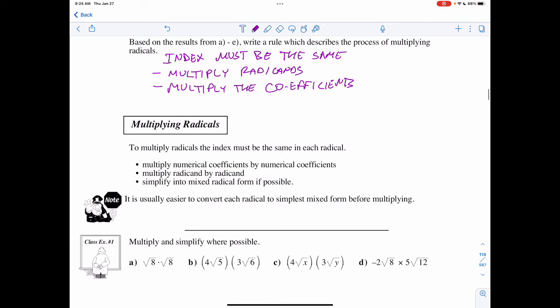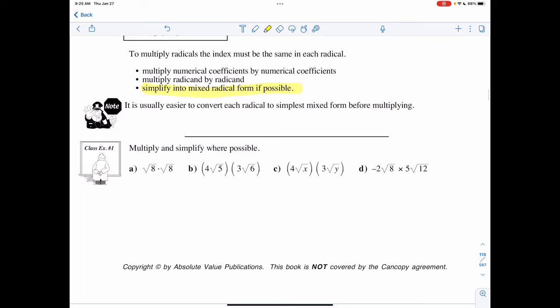And the only thing that I need to add to that is then typically I'm going to have to simplify the radical after I've multiplied everything out. We're always simplifying radicals. It's a common statement. So if I do this, multiply and simplify where possible. If I take the square root of 8 times the square root of 8, that's going to be the square root of 64. And the square root of 64 is just 8.